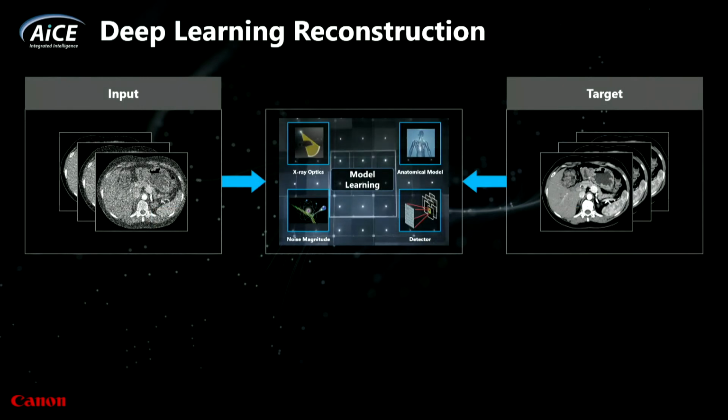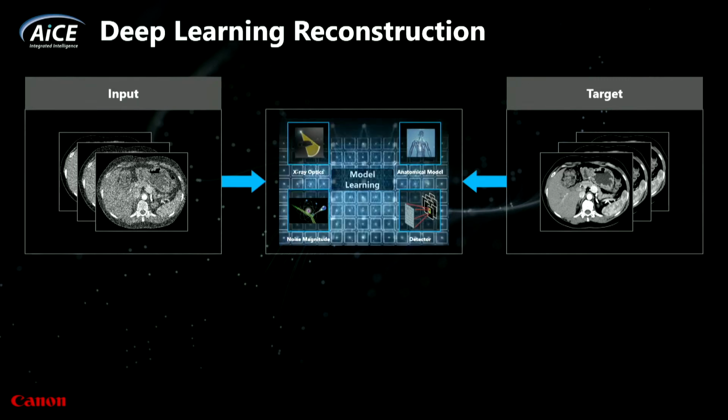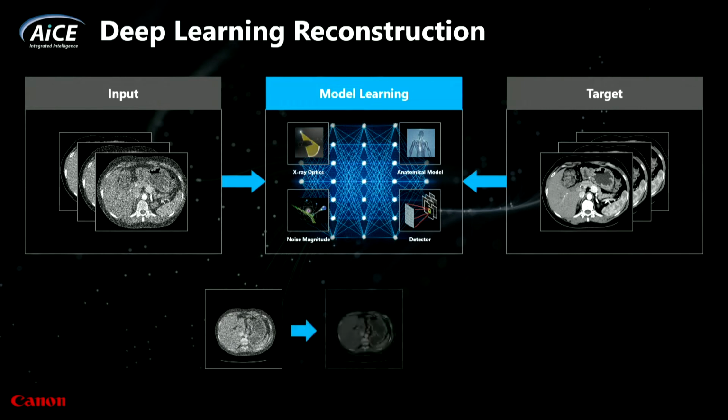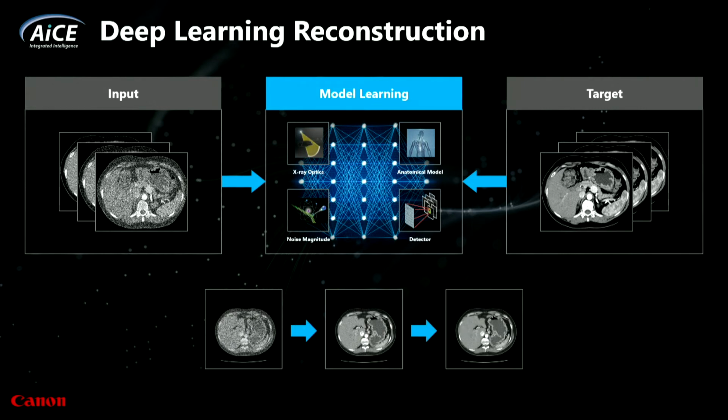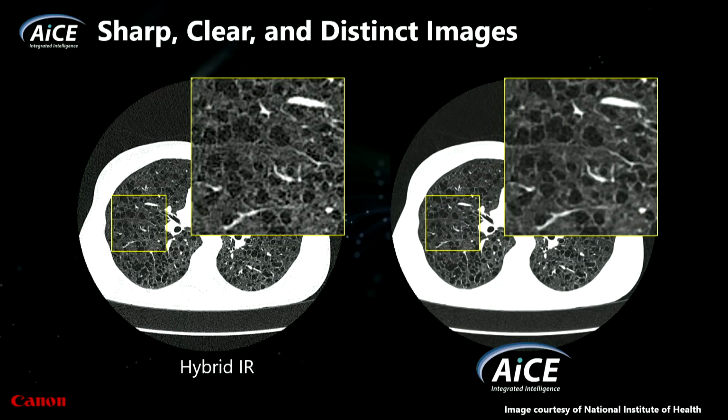In CT reconstruction, we do basically the same thing. We present the input, lower quality, low dose, high noise data, and we also say the target is these high quality images we want to achieve. And we let the model learn how to get from that input data, which may be noisy, to the output data. The model learns the optics of the system, the models of the system, the anatomical models, all of that is inherently learned by the model. And at the end of it, you have a reconstruction algorithm that can translate your high noise images into low noise reconstructed images. That is the case with ACE reconstruction, where you can get clear, sharp images, low noise, great spatial resolution, and great low contrast detectability.